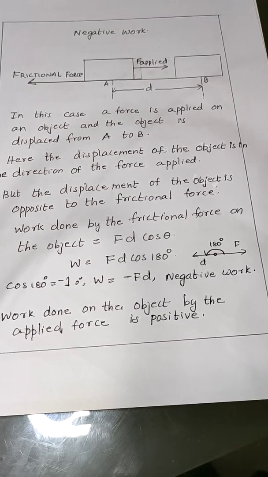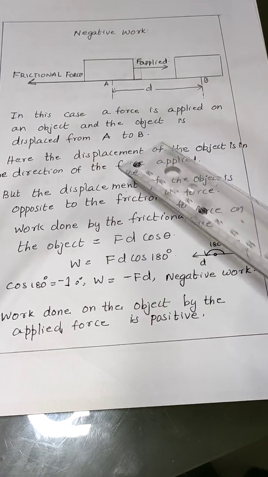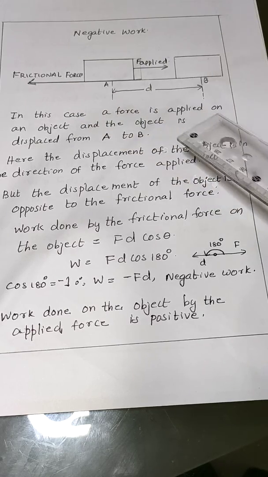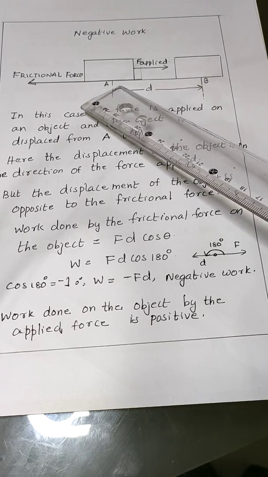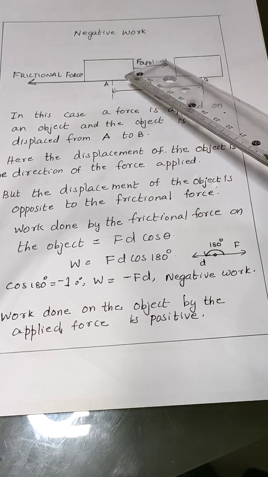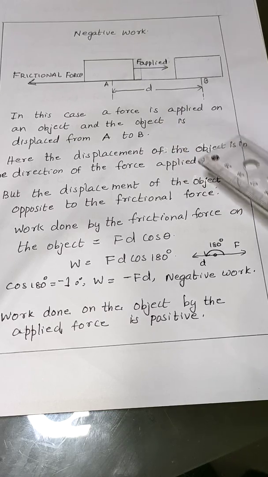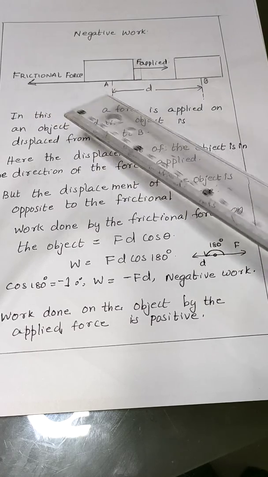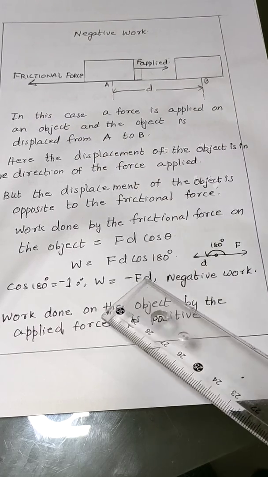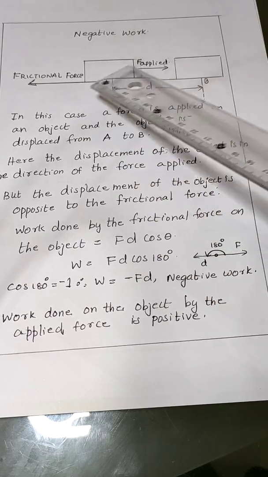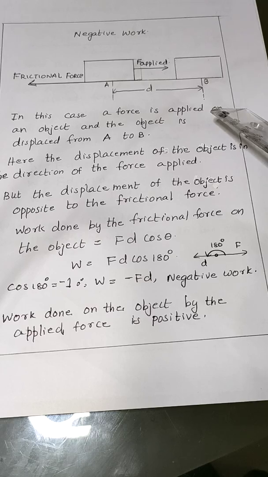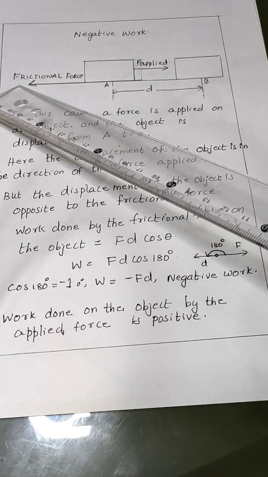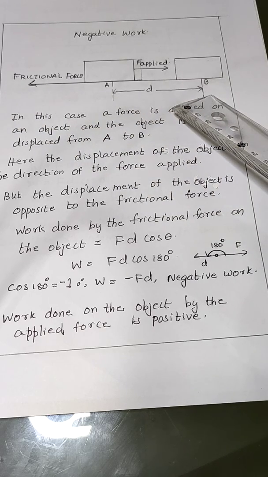Negative work. Here in the diagram, the object whose center is at A is displaced to a position B and the displacement is D. A force is applied which causes this displacement. Now we have frictional force, which always acts opposite to the direction of motion. If the surface is rough, the frictional force will be high. So here the frictional force is acting in a direction opposite to the direction of the displacement.